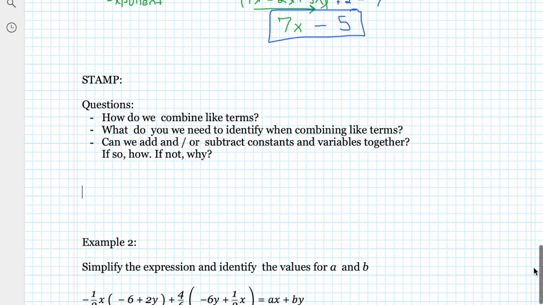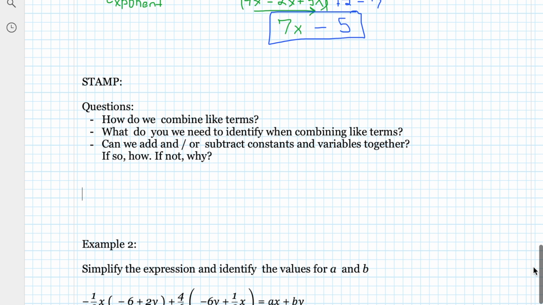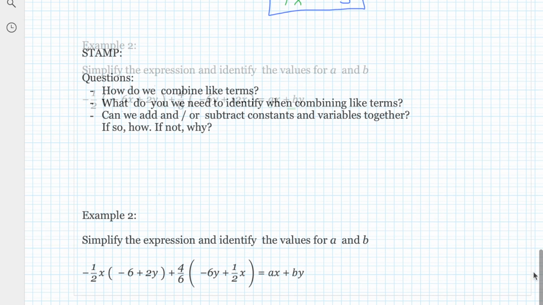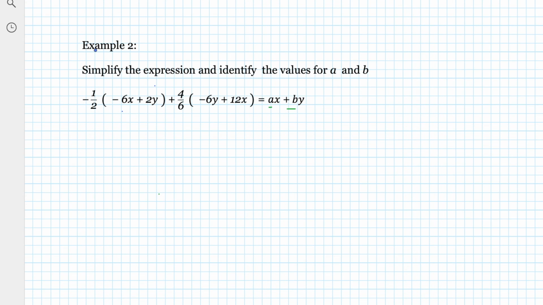And here are some questions that you can consider for this example. How do we combine like terms? What do we need to identify when combining like terms? Can we add and or subtract constants and variables together? If so, how? If not, why? Alright, so now we're going to go to example 2. Simplify the expressions and identify the values of A and B.